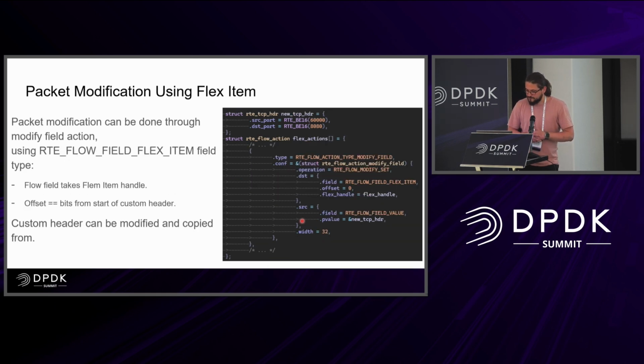The same applies to packet modification. There is an action called modify field, which is a generic single flow action that can be used to either modify a packet or copy a value from one packet header to another, or between fields in the same header. When we use this action, we can also use the flex item with the provided flex handle as a destination or source. In order to copy a very specific part of our custom header, we specify the bit offset in a similar manner as in the definition of the flex item.